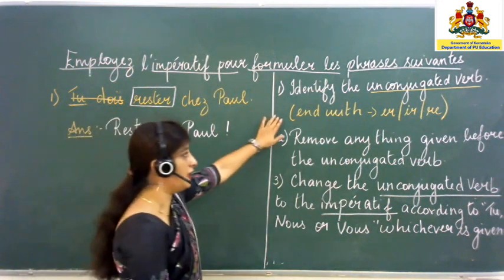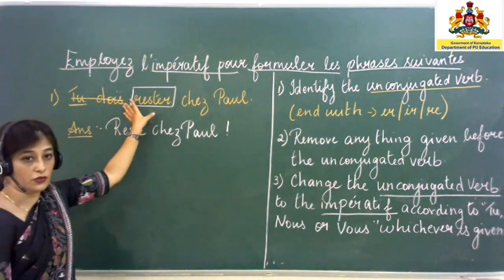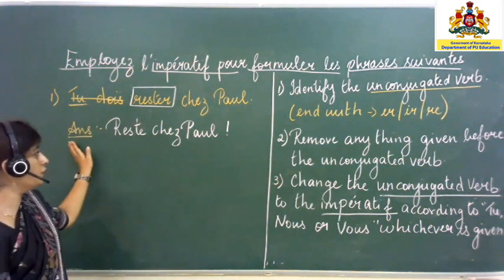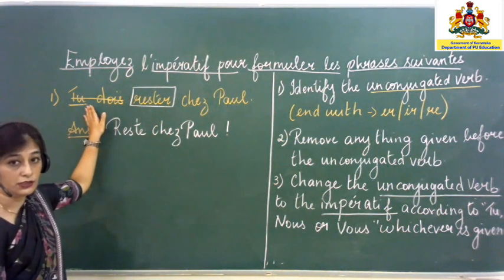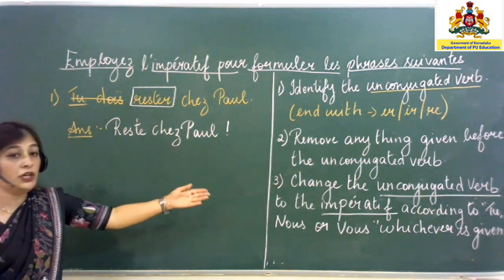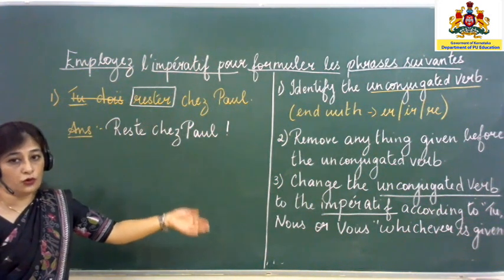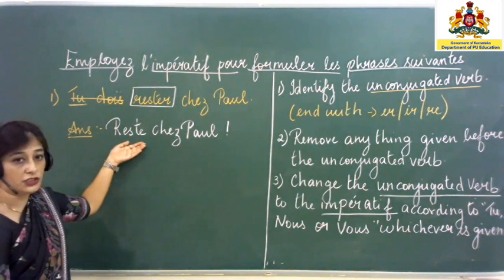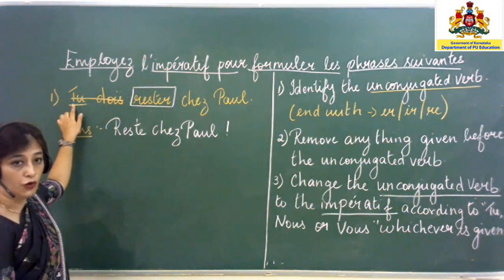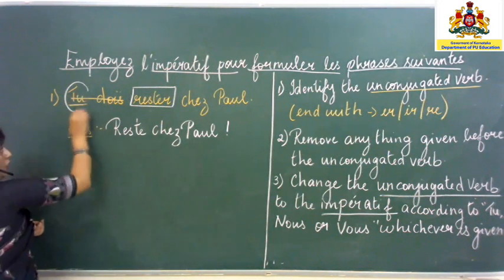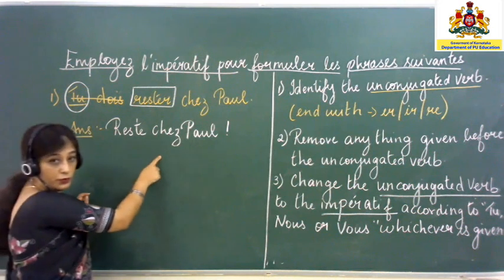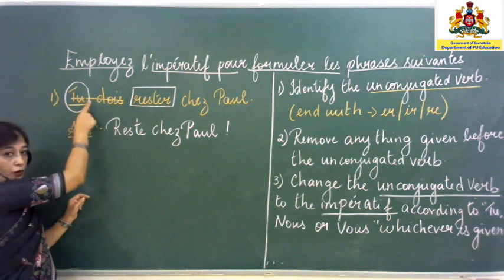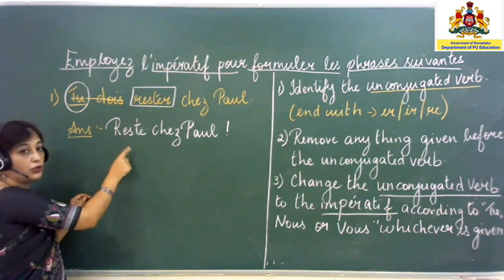So identify the unconjugated verb. So rester is my unconjugated verb. Remove anything given before the unconjugated verb. So I remove whatever is given before the unconjugated verb. Change the unconjugated verb to the imperative according to tu, nous or vous, whichever is given. So tu was given to me in the question, so I've changed it into the tu form. If this particular pronoun was in the nous form, then your verb would have changed according to the nous form. If this would have been in the vous form, then this would have also changed according to the vous form.